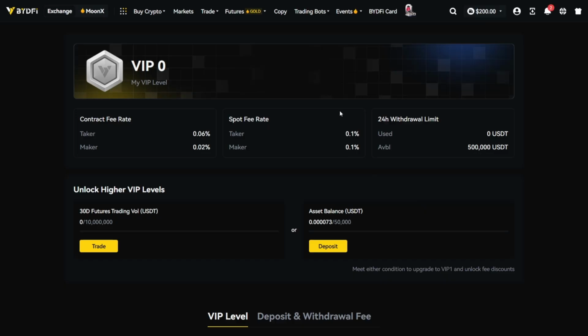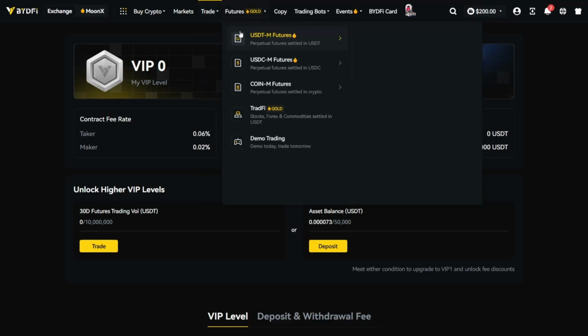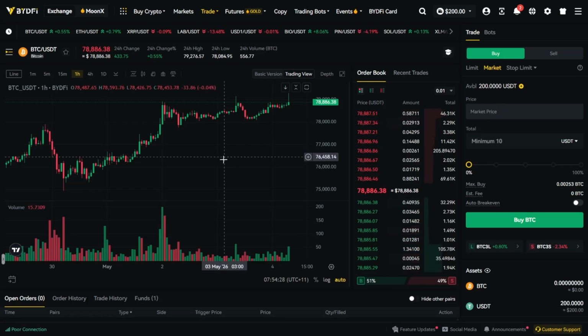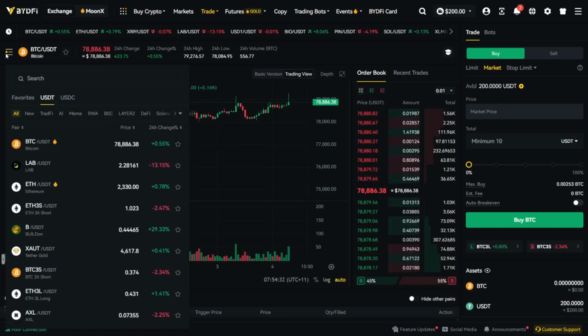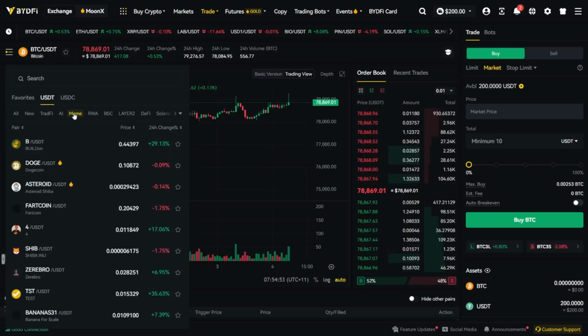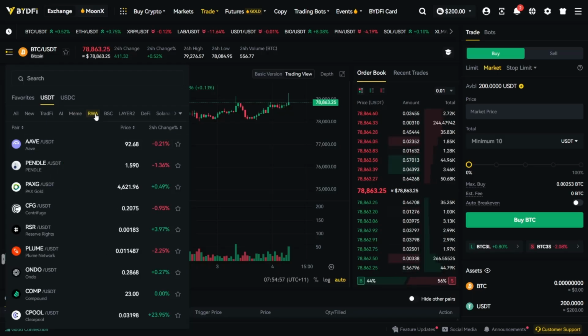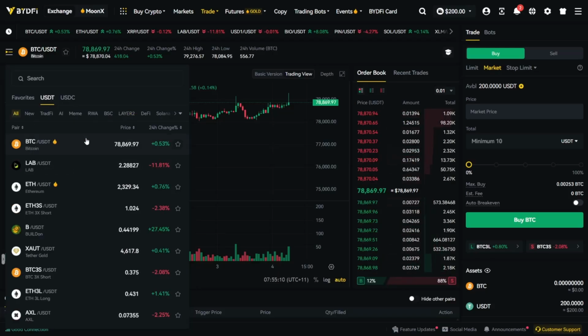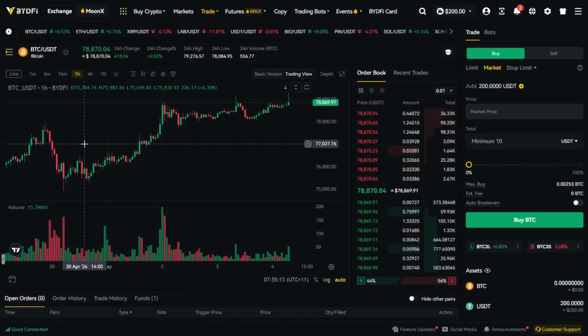Next, we can head to spot trading. So on the top, we can see trade. Hover over that and then click on spot trading. On the top left of the spot trading dashboard is where we can choose the token that we want to trade/purchase. BYDFi has lots of tokens to choose from, and they even have categories that you can look at. So you can look at meme coins, RWA assets, layer 2s. It just depends what type of tokens you are looking for. For this tutorial, we will be trading/buying Bitcoin.